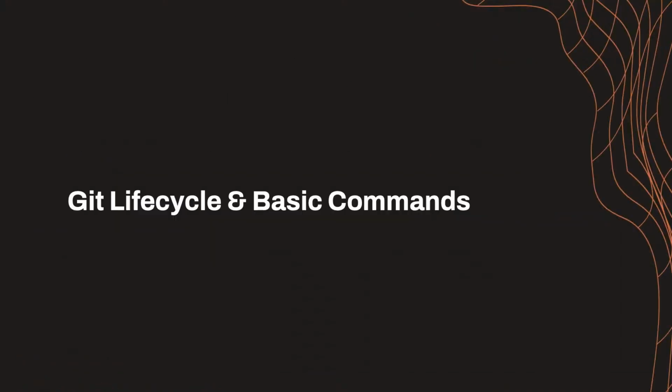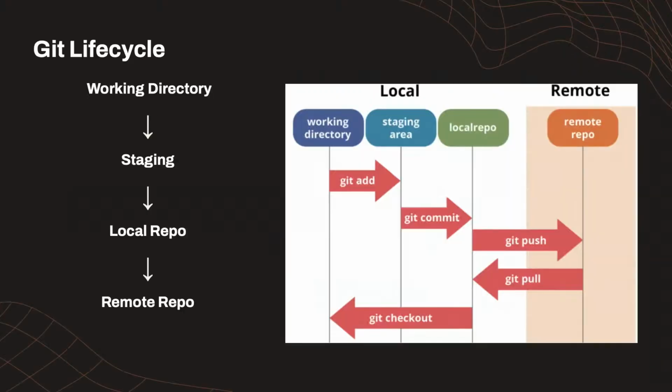Moving on to the Git lifecycle and some basic commands. Generally, there are four main stages of the Git lifecycle: the working directory, staging, local repo, and remote repo. The first three are on your local device, and the last one is, of course, remote, so it's on GitHub.